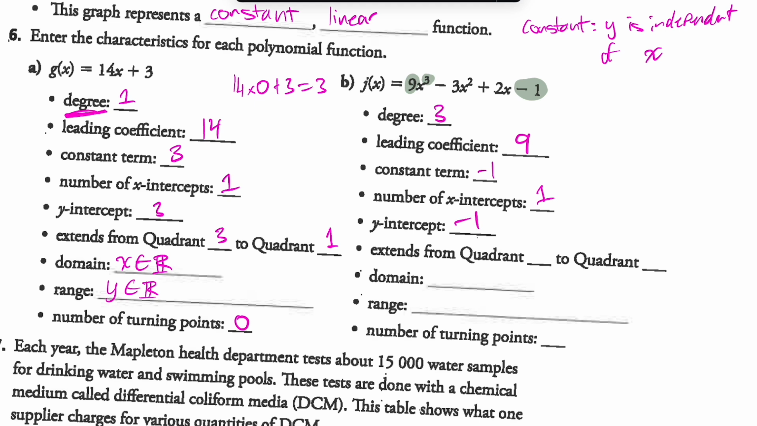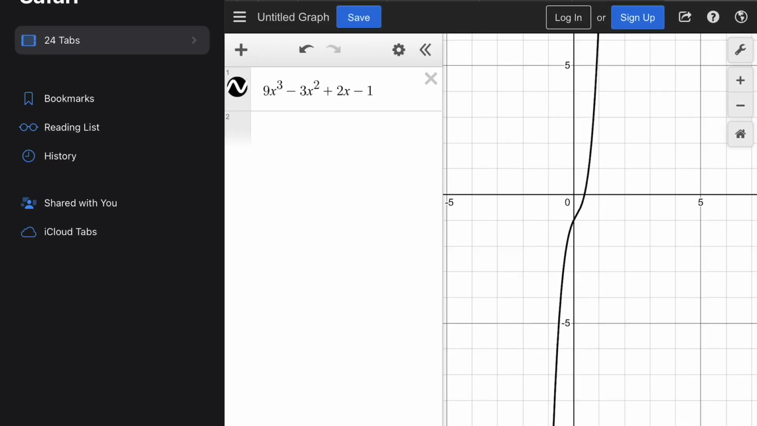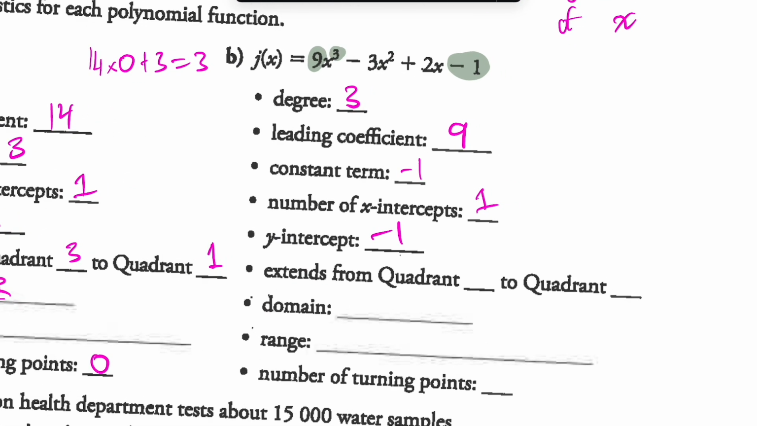-1. Extends from quadrant to quadrant. As we can see in this one, it extends from quadrant 3 to quadrant 1. But actually, for any polynomial, if the degree is even, and it's positive, it's gonna start from the top left, finish in top right. If it's even and negative, it's going to start from bottom left and end in bottom right. If it's odd and positive, it's going to start in bottom left and end in top right. And if it's odd and negative, it's going to start in top left and end in bottom right.